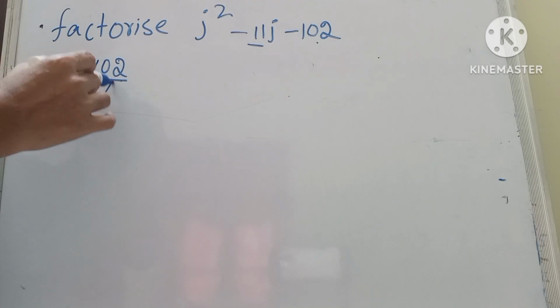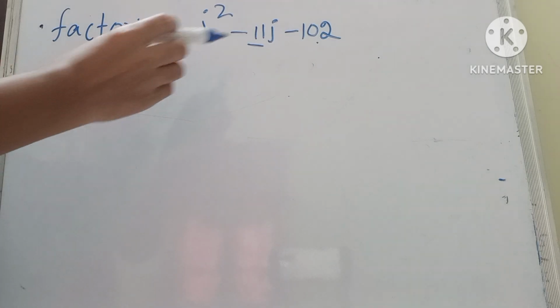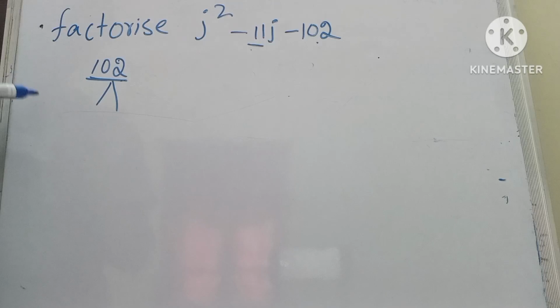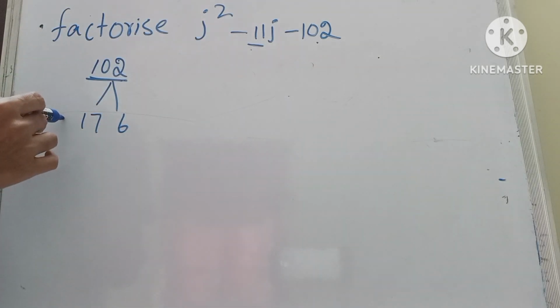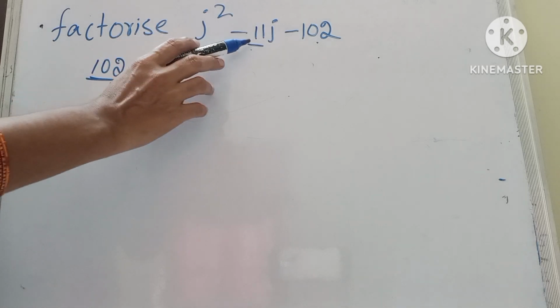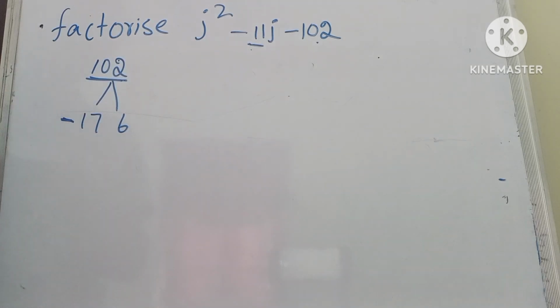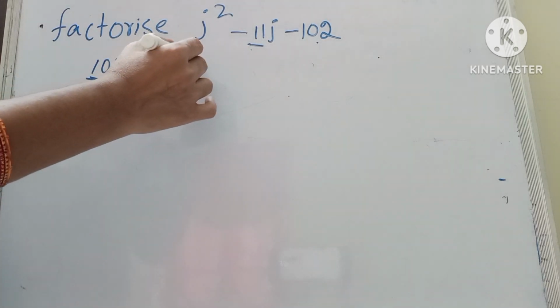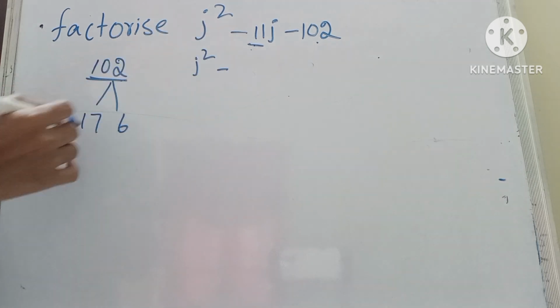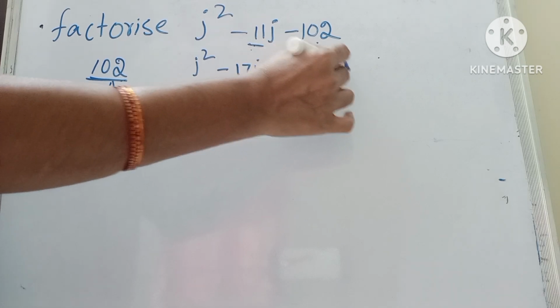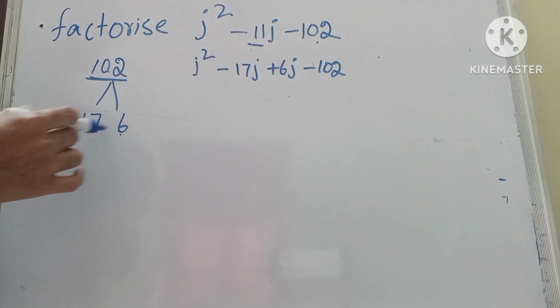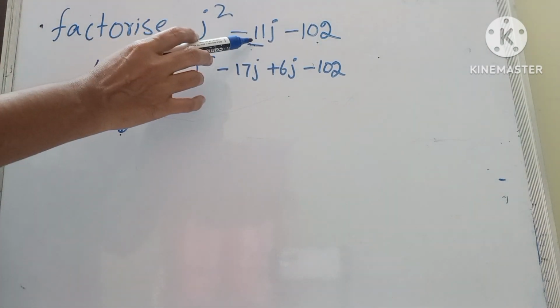So what are the factors? 102 factors, we have to take them such that if we add those two, we get 11. 17 and 6 are the factors of 102. If you add this, then we get 11. But this is negative 11. If this number is negative, the greatest number should be negative and the smallest factor should be positive. So j square minus 11j can be written as minus 17j plus 6j minus 102. 17 times 6 is 102. The sum of 17 and 6 is minus 11.